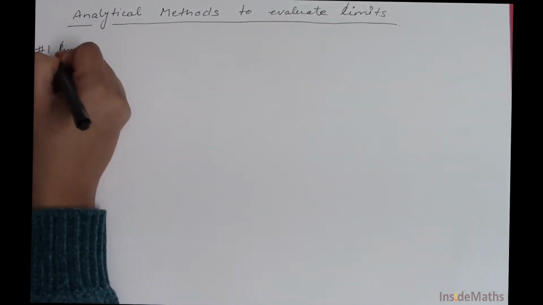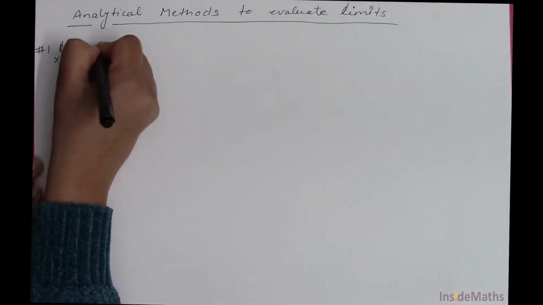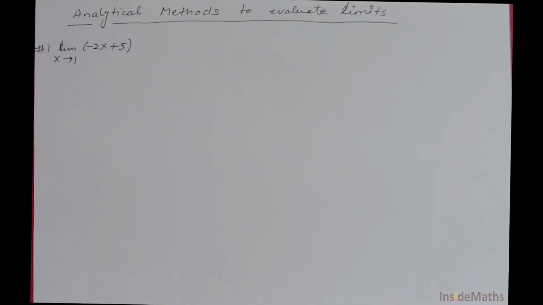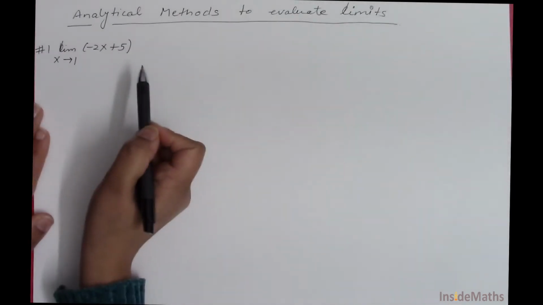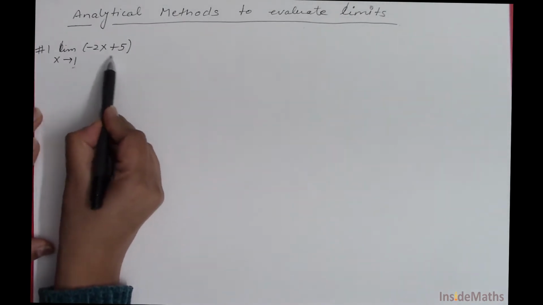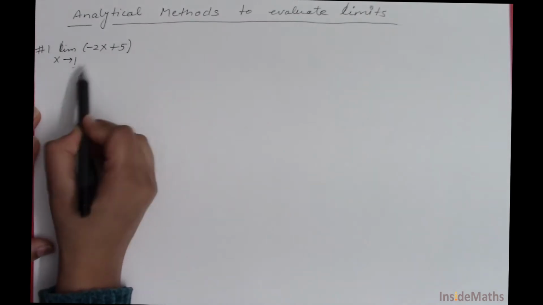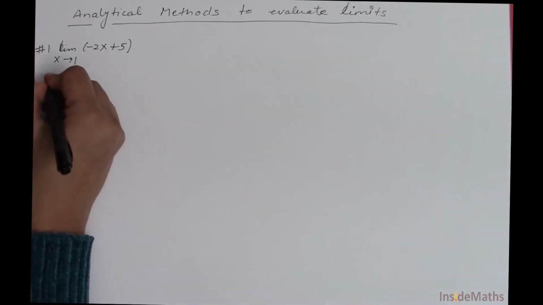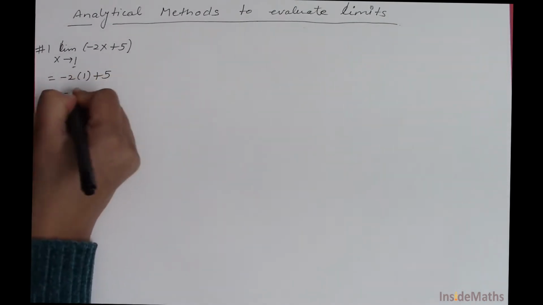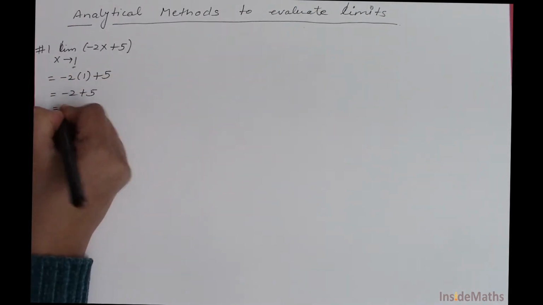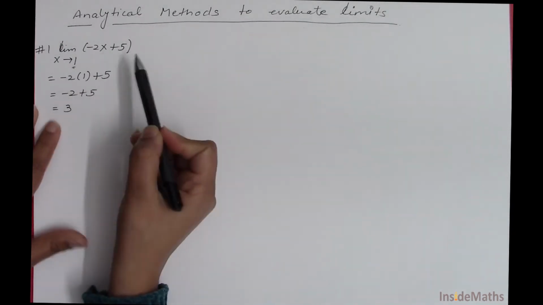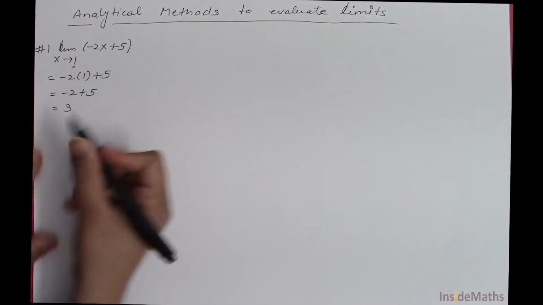Limit x approaches 1 of minus 2x plus 5. Now to solve any limit, the first step is to plug this value into the function and see if the function is defined at this point. So what do we get? Minus 2 into 1 plus 5, minus 2 plus 5, which is 3. Now this function is defined at this point. That means the limit is solved.